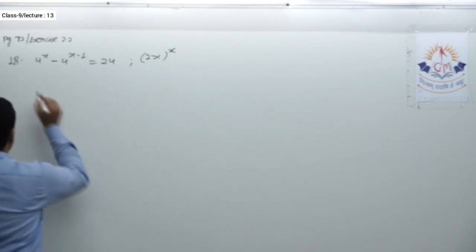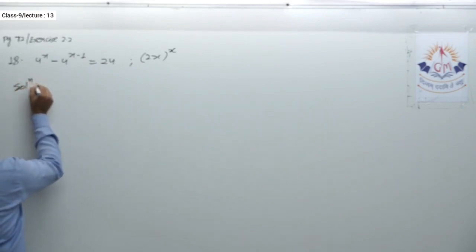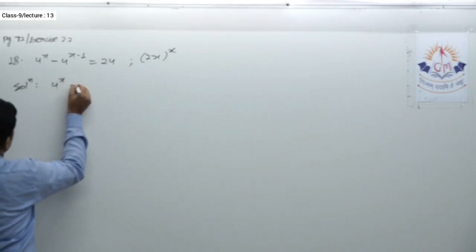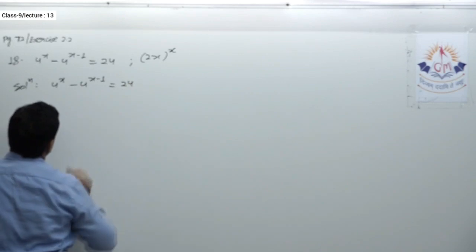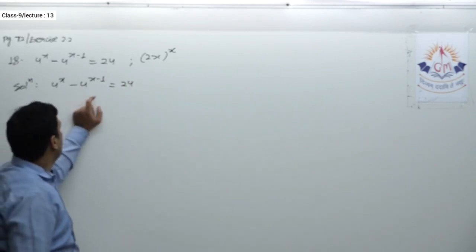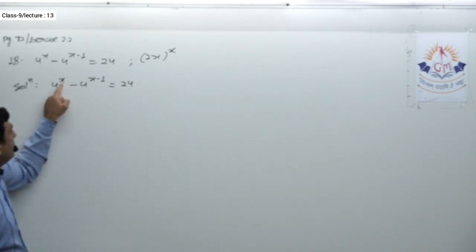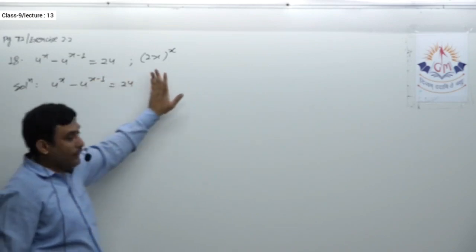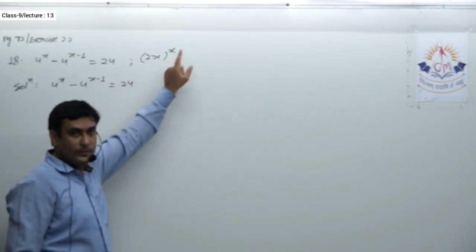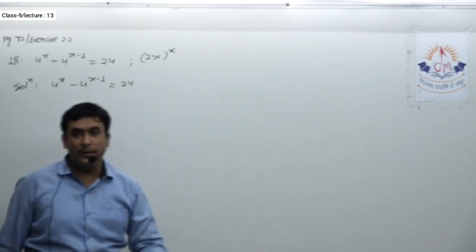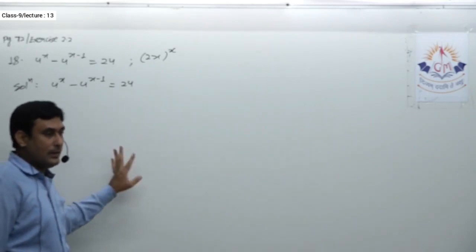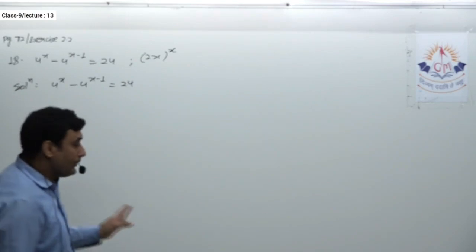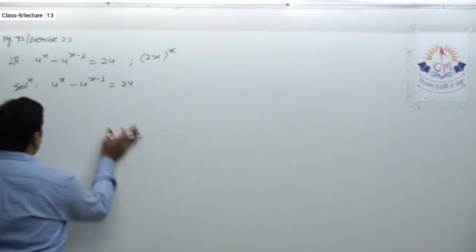So let us see how to solve this. 4 raised to x minus 4 raised to x minus 1. See, again over here the very first thing that should come to your mind: the power is x, and we have to find the value of an expression that contains x. So ultimately you need the value of x, and to get the value of x in such types of questions we have to make the bases the same on both sides.